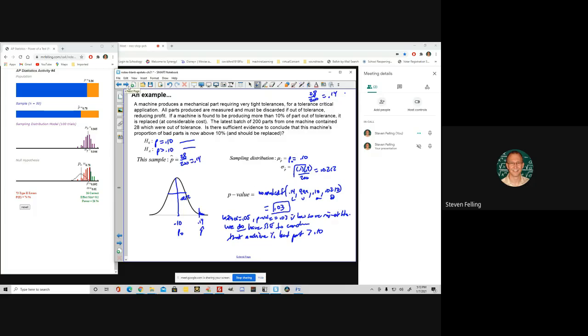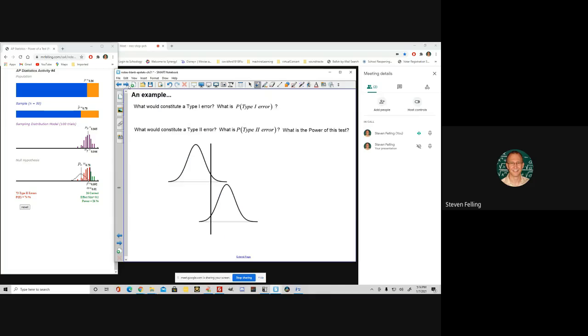That's a chapter 20 problem. But now let's talk about what a type 1 error would be. What would constitute a type 1 error? Well, let's draw our little box real quick. Our box is that the null hypothesis is true or false, and then we can either reject or not reject, right?